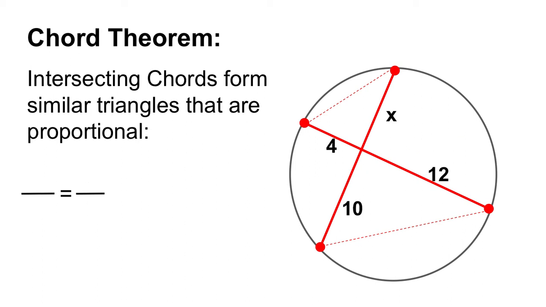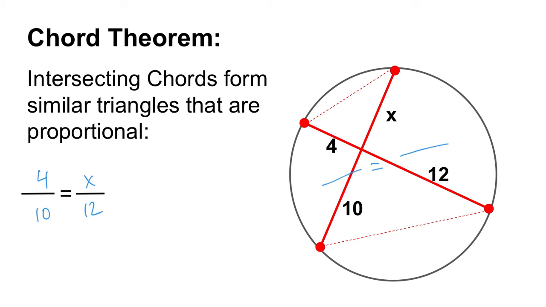So let's do an example that's got some numbers here where we're going to try to solve for x. So if we look at this particular picture, we're going to have 4 over 10. So here, if you kind of picture what this would look like, 4 over 10 is equal to x over 12. From there, we're just going to cross multiply.